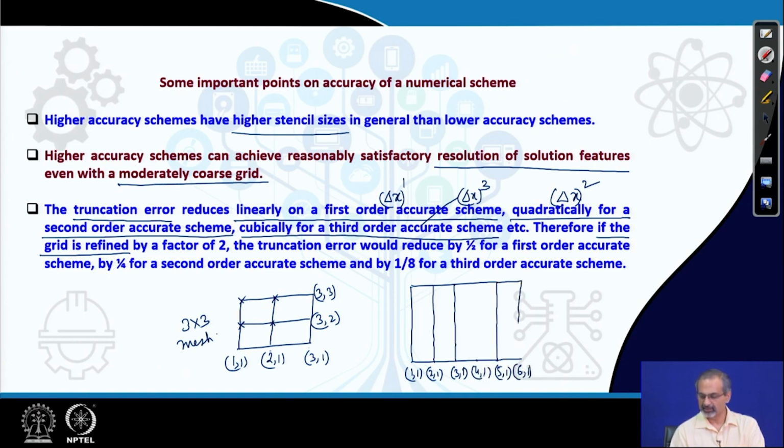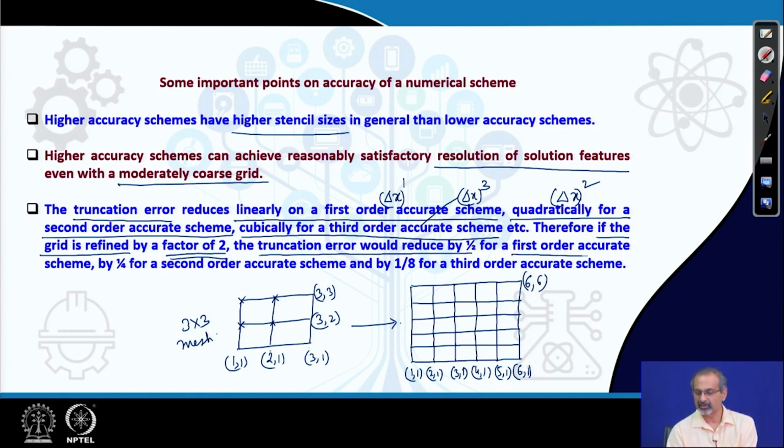So, similarly, on the other side if you give it 6 levels, then what happens is you have a 6 by 6 mesh. What have you done? Basically, you have made the grid twice as refined. So, when you make it twice as refined, you have increased the grid size by a factor of 2. If you do that, how would the truncation error reduce? It will reduce to half if it is a first order accurate scheme, because the delta x has now become delta x by 2.